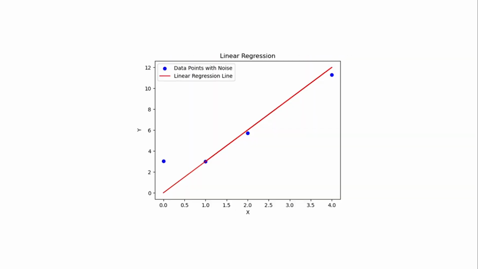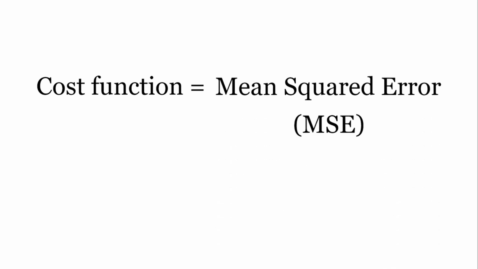If you are interested to know more about linear regression, then you can watch it from the link that appears on the screen now. Now let's dive into the cost function. The cost function helps us evaluate how close our predictions are to the actual values. The cost function commonly used in linear regression is called the mean squared error, or MSE. It measures the average squared distance between the predicted values and the actual values.